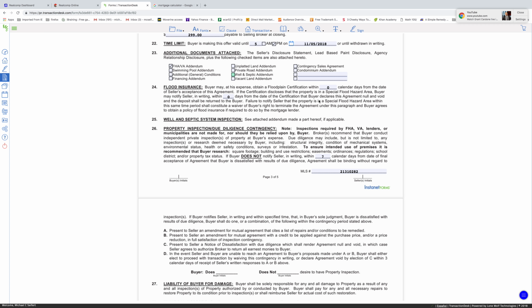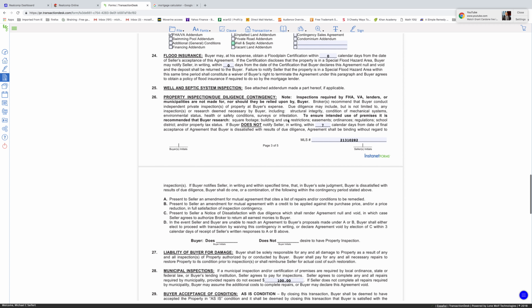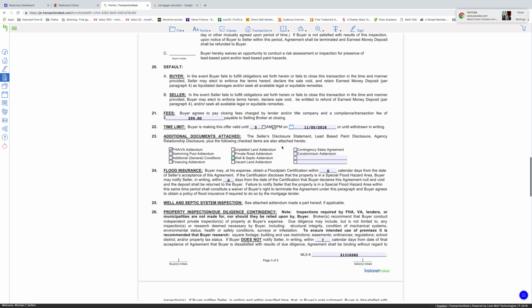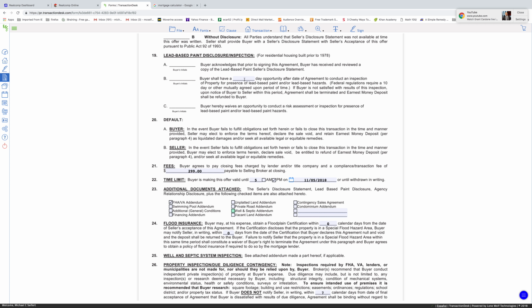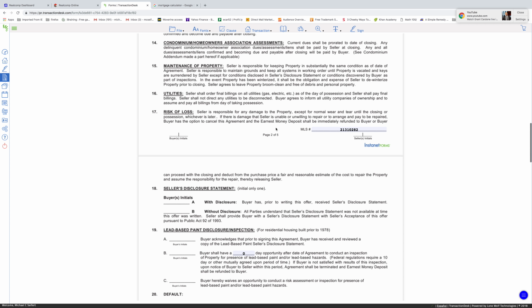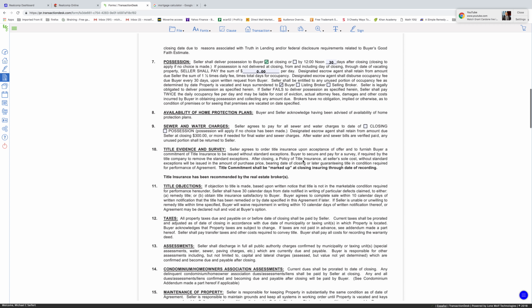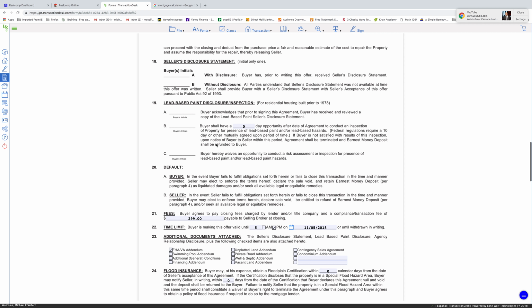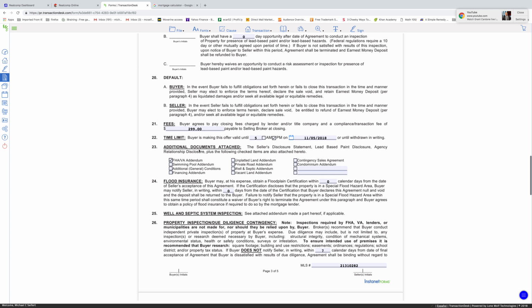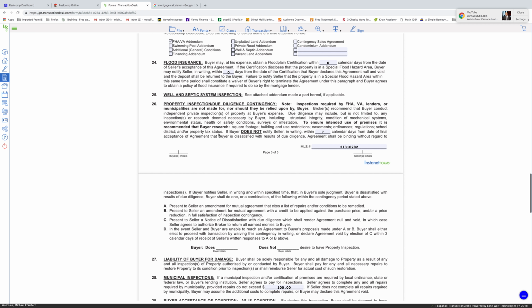Number 24, flood insurance. In Michigan, we don't have that. We put 0 and 0. By the way, in a contract, never leave something blank. If you don't have anything in here, you can put 0. If you have something blank up here, like per day, if it's at closing, put 0. If it's possession at closing. So don't leave a purchase agreement blank, because people can fill that in and change it. So always put something in there.